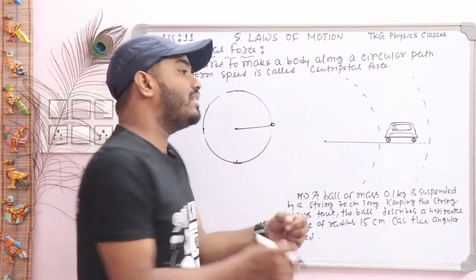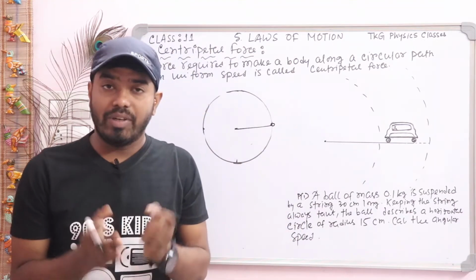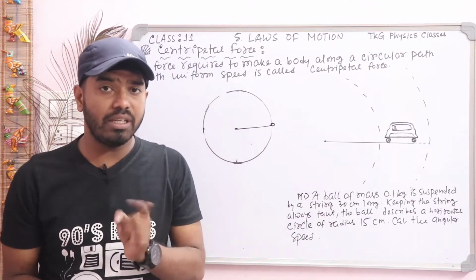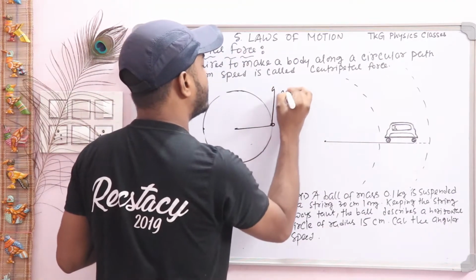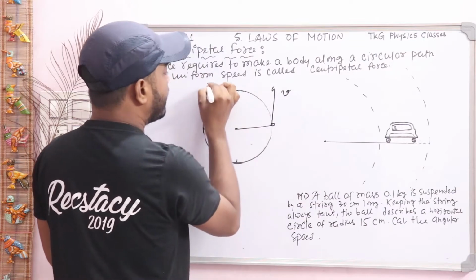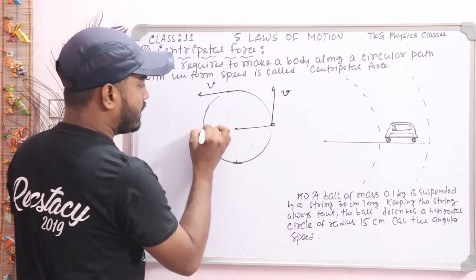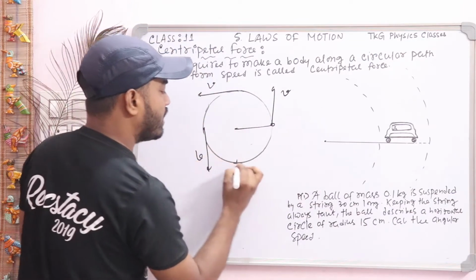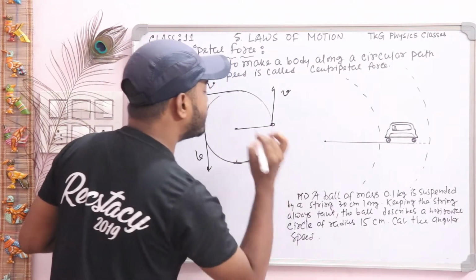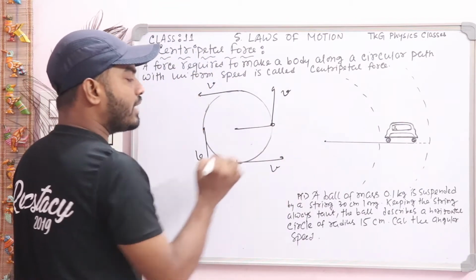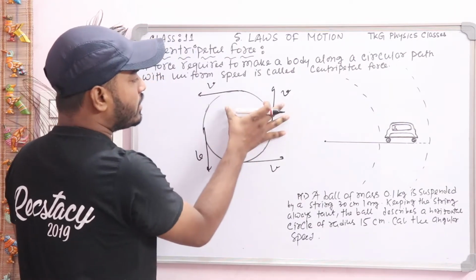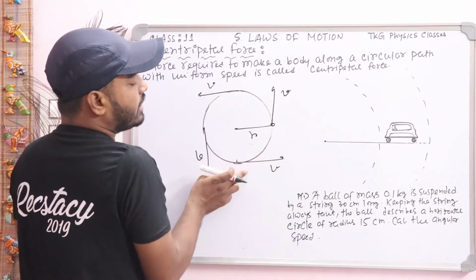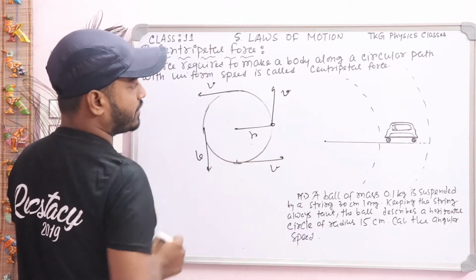So tell me, what is the direction of velocity? The velocity direction is tangential. So at this point, this is the direction of velocity. At this point, this is the direction of velocity. Here, the direction of velocity is tangential. Suppose this circular path has radius r. Velocity at every point, you see, is tangential to the path.